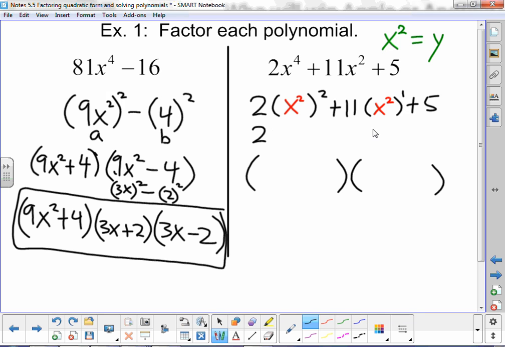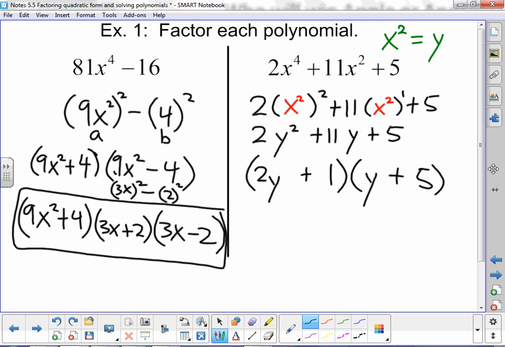So you can put 2, whoops, no parentheses. This will turn into 2y squared plus 11y plus 5. Now that should look more familiar because this goes back to the quadratic section, and then you just factor it the way you normally would. So this would be a 2y, a y, and then 5 and a 1. So let's see here, 5 should go here, 1 should go here. Yep, both plus. And then once you get to that point, you're done factoring.